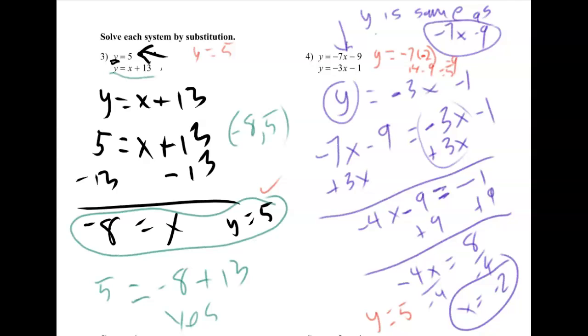If I want to check the solution, it should make this bottom equation true also. So the question becomes, is 5 equal to negative 3 times negative 2 minus 1? I'm taking this from the bottom equation. Negative 3 times negative 2 will be a positive 6. I get a 5. 5 equals 5. Yes. So the solution to this system in what's labeled problem number 4 here, although it's really only our second problem, would be x is negative 2 and y is 5.